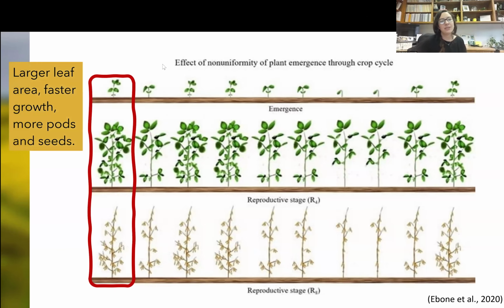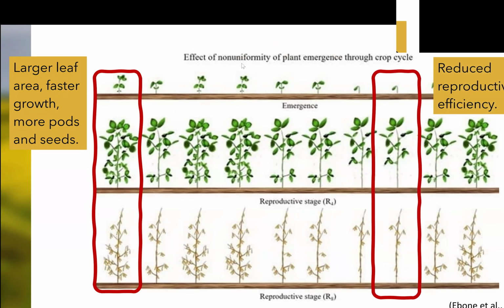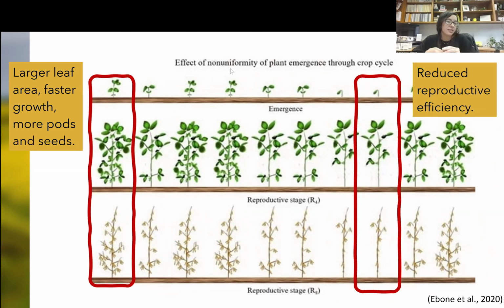So in this side, we have a plant that emerged early and it has a large leaf area. It grows a lot, and also it put a lot of pods and seeds. So this will be like the regular situation. In this other side, we have the contrasting thing. That is, this seedling came a little bit later.